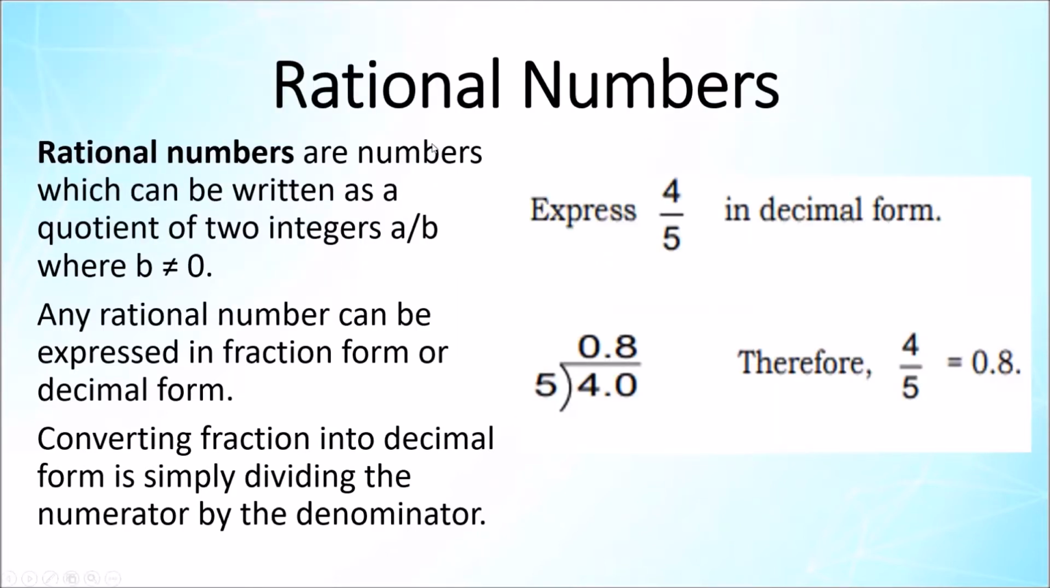Express 4/5 in decimal form. So 4 divided by 5, we add a 0 and this is 1 decimal place. So 4 divided by 5 cannot be done, but 40 divided by 5 can be, and that is 8. 8 times 5 is 40. So 0.8 or 8 tenths is the value of 4/5 in terms of decimal.